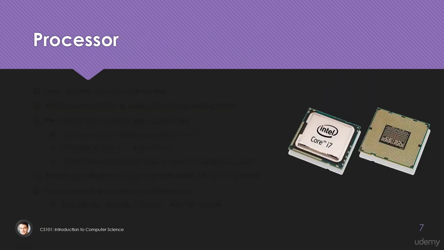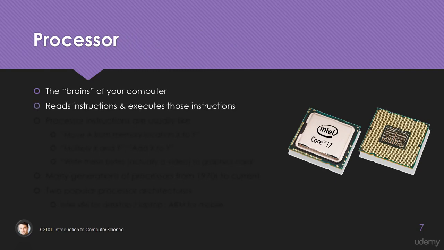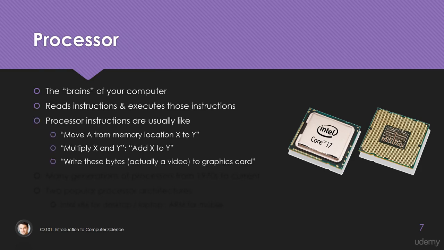So let's talk about how a computer processes information. At the core of your computer is something known as a processor. This is the brains of your computer. It reads instructions and executes those instructions. And processor instructions are really something very simple.